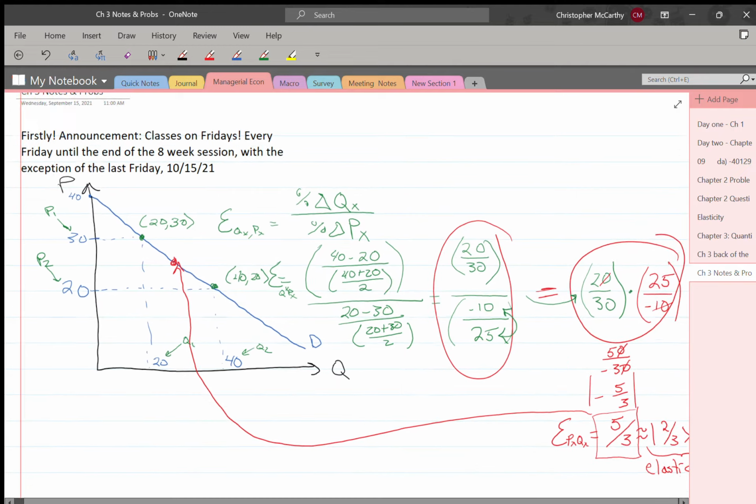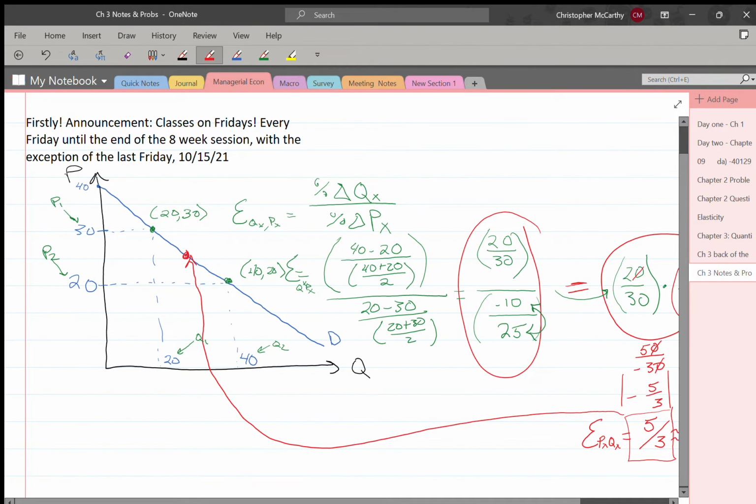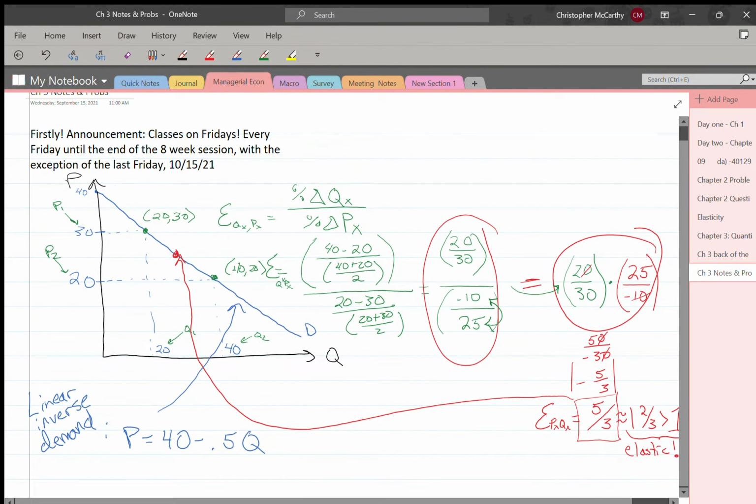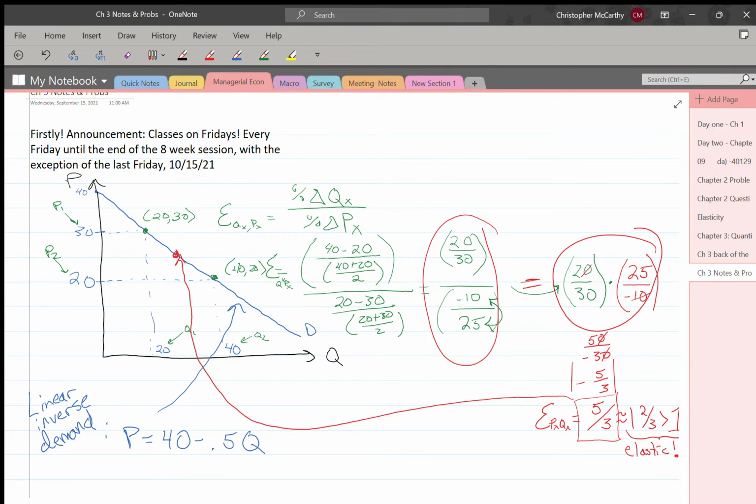So in order to do that, I would need an equation for this demand curve. And we're given an equation for this demand curve. We're given the linear inverse demand, which is P is equal to 40 minus 0.5Q. Now on your own, I'm going to walk around to make sure that we can do this, because this was part of our homework the last week. Go ahead and find my regular demand curve. So this is my inverse demand curve. What is my regular demand curve?